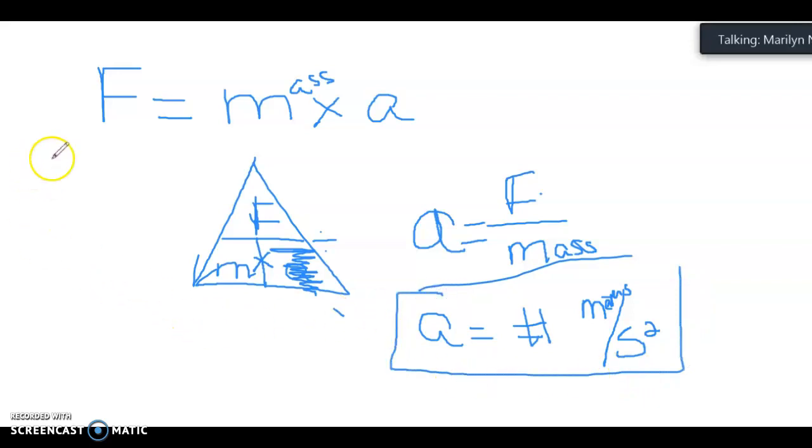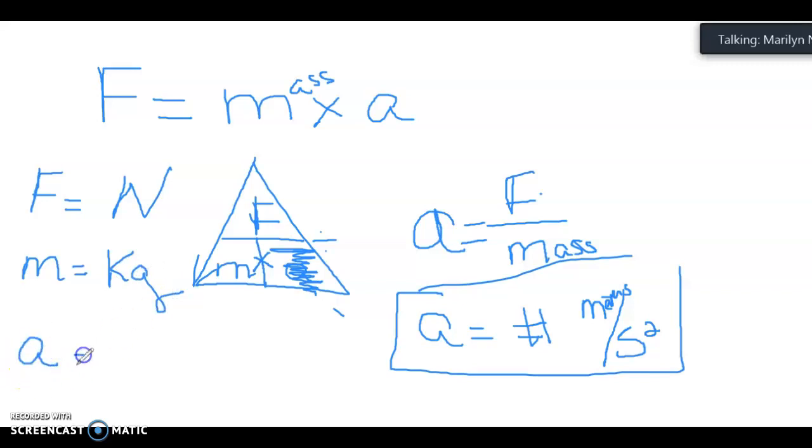So the unit for force is Newton. The unit for mass is kilogram. The unit for acceleration is meter per second square.